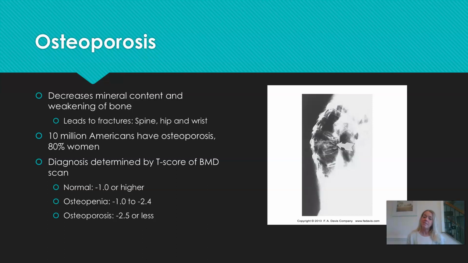A diagnosis of osteoporosis is done by a bone mineral density scan with normal values ranging from -1 or higher, and then you can see it goes into osteopenia, which is a milder form of osteoporosis, and then full-blown osteoporosis is -2.5 or less on the bone mineral density scale.